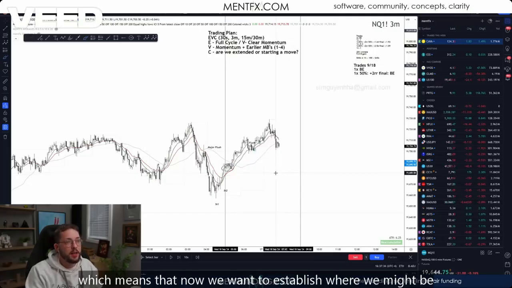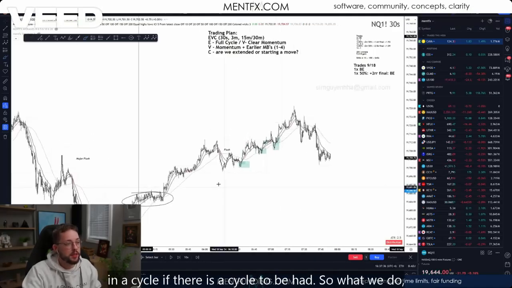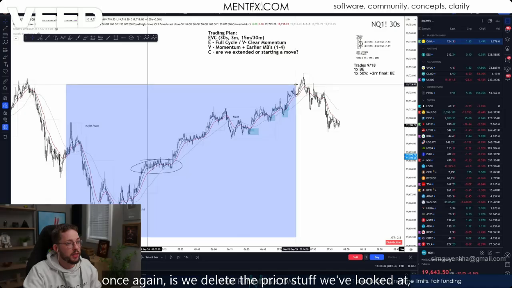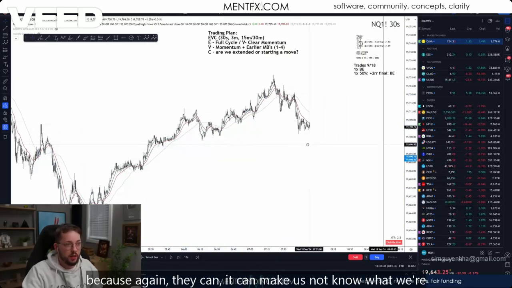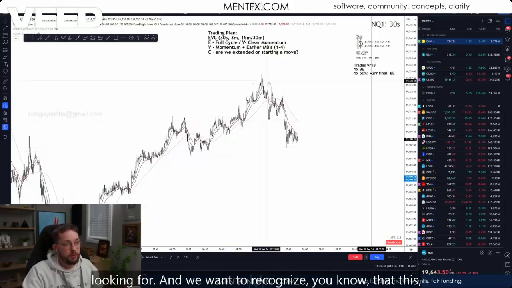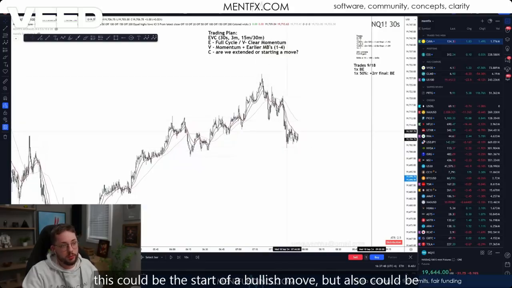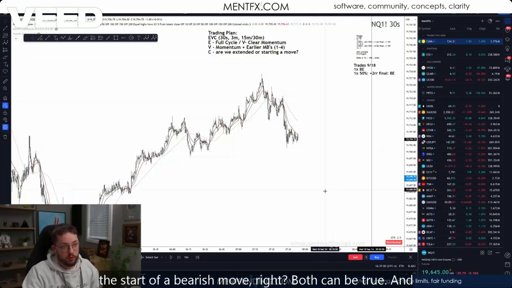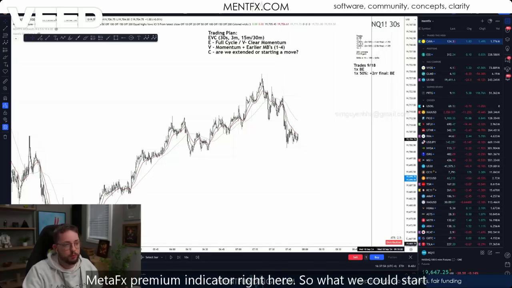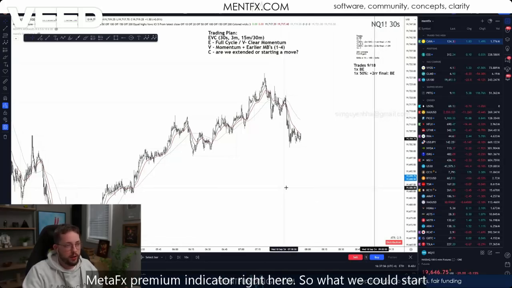Okay, which means that now we want to establish where we might be in a cycle, if there is a cycle to be had. So once again, we delete the prior stuff we've looked at, because it can make us not know what we're looking for. And we must recognize that this could be the start of a bullish move, but also could be the start of a bearish move, right? Both can be true. And price has somewhat moved into distribution based on the MentaFX premium indicator right here.